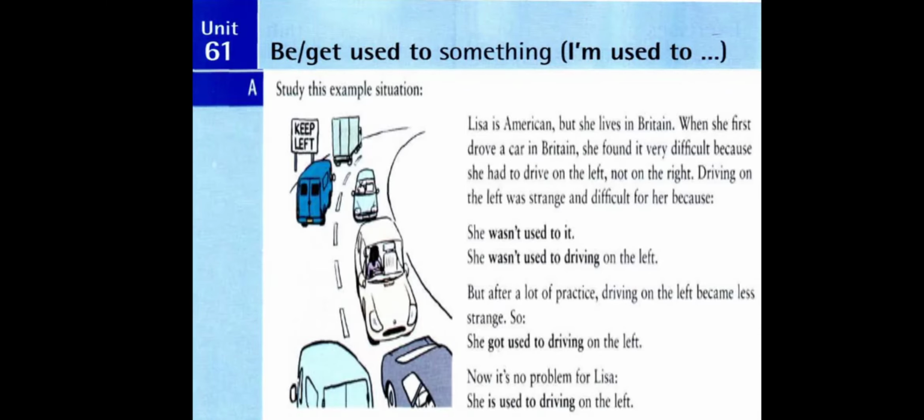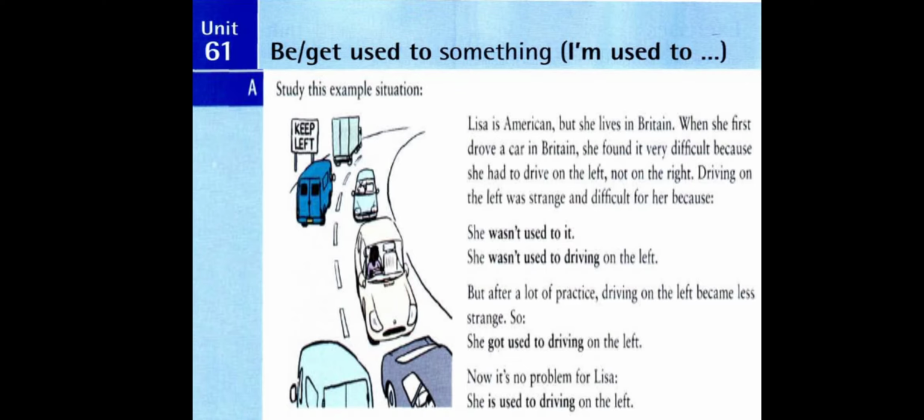Welcome to English Grammar 2, Unit 61. Be and get used to something. For example, I am used to plus verb plus ing.